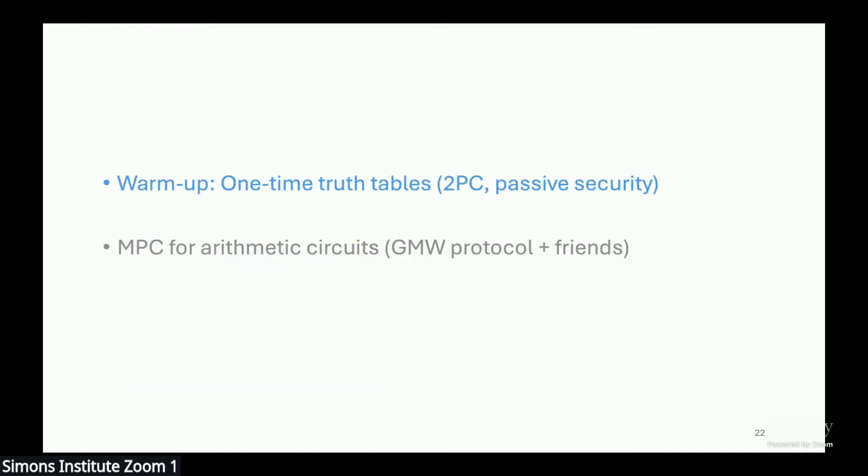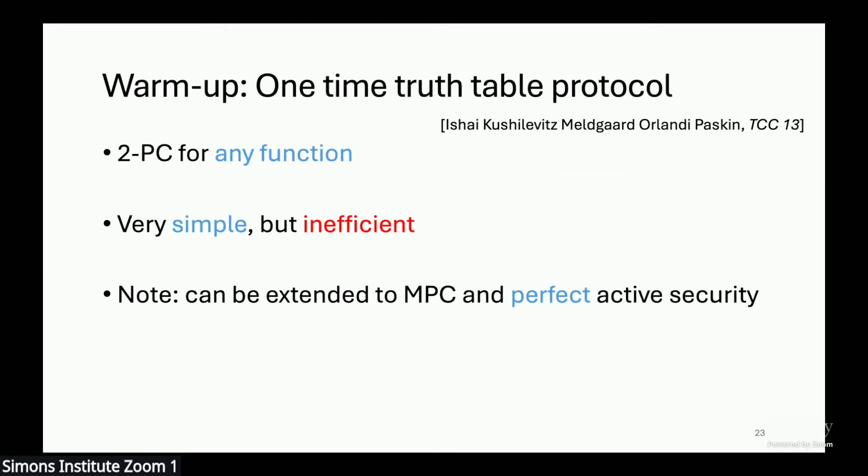Okay, so I'm going to cover two main protocols in the dishonest majority setting. The first of these is called one-time truth tables, which I would say is probably the simplest general purpose MPC protocol that you can see. If you ever have to teach MPC to undergrads in about 20 minutes, then I definitely recommend this one. And it also turns out to be kind of interesting for a number of reasons and actually quite useful.